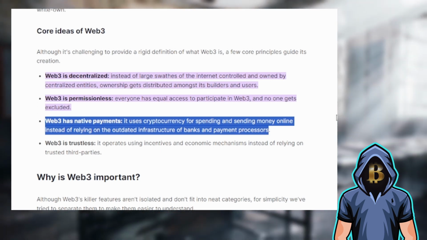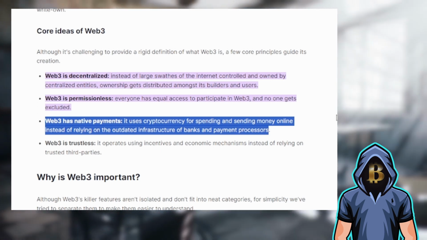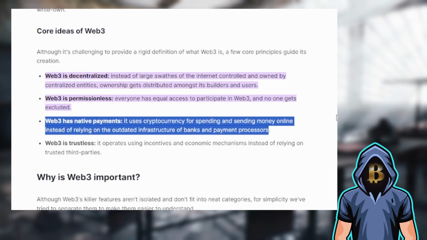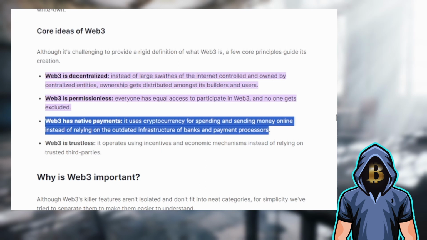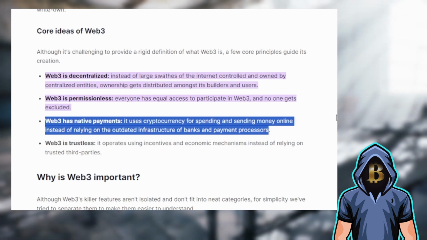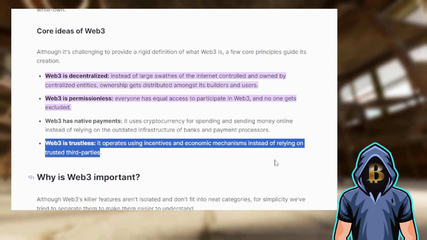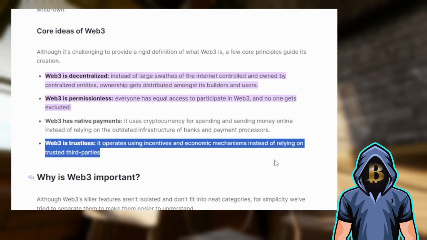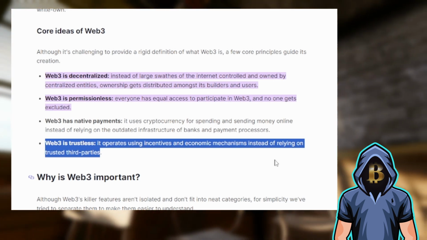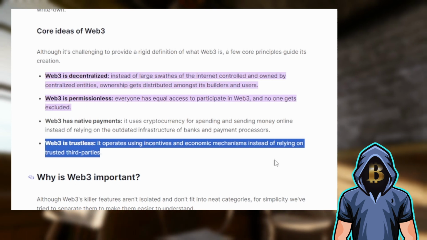We've covered some of that in the past, where cryptocurrencies can get sent for fractions of a penny when it comes to the charge, and wicked quick versus current banking systems. And lastly, Web 3 is trustless. It operates using incentives and economic mechanisms instead of relying on trusted third parties.